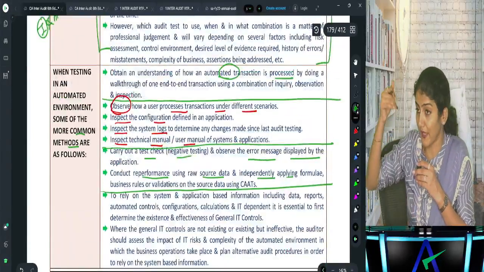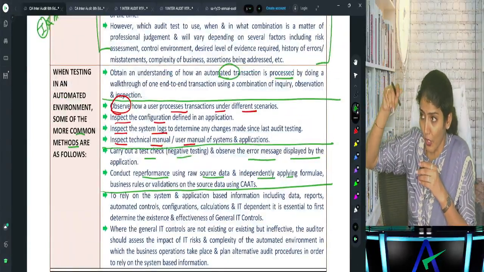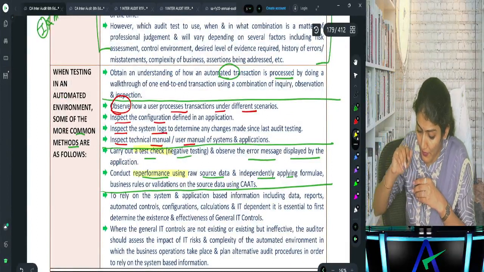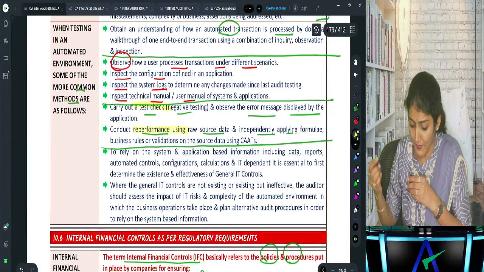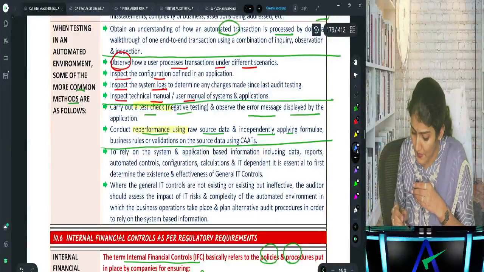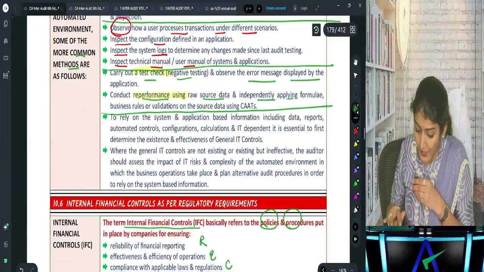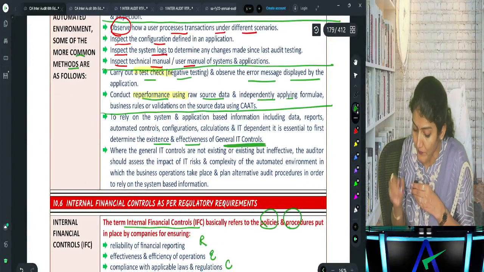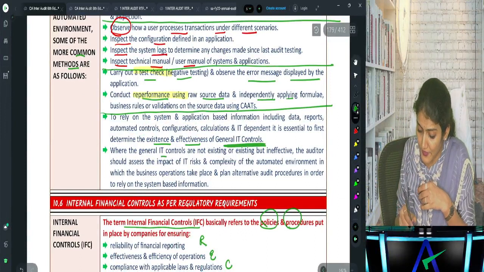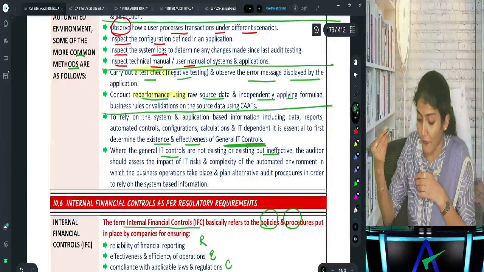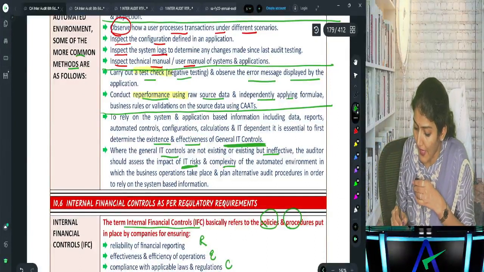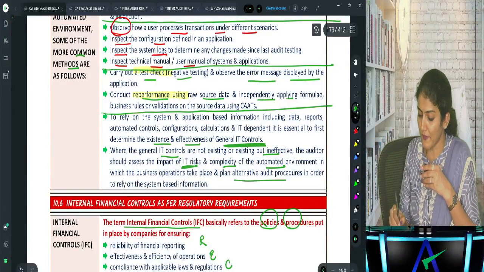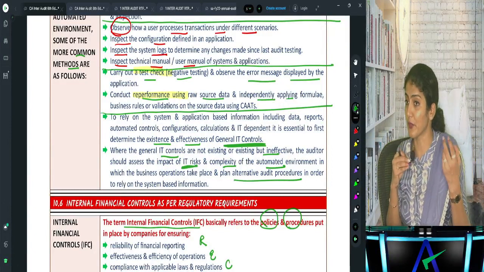So one, you obtain an understanding, then you observe, then you inspect, then you carry out a test check and you also do the reperformance. Then also, it says you have to rely on the system and application based information. It is first important for the auditor to check the existence and effectiveness of the general IT control, because if the general IT controls are not effective, obviously this will have an impact on the IT risk and the complexity of the automated environment, for which the auditor will now have to plan the alternative audit procedures.